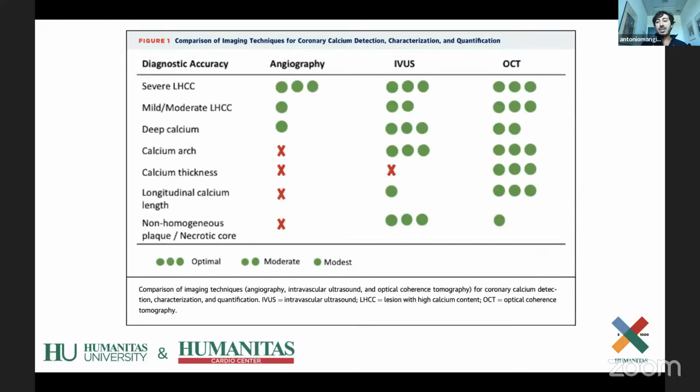Usually, severe calcification can be detected at angiography, but the better tools to identify the thickness or the behavior of calcification are intravascular imaging, especially IVUS or OCT. They can be fundamental in the definition of mild to moderate calcification, in evaluating the depth of calcium, the length of the calcium arc, and the thickness, which especially with OCT can be nicely evaluated.